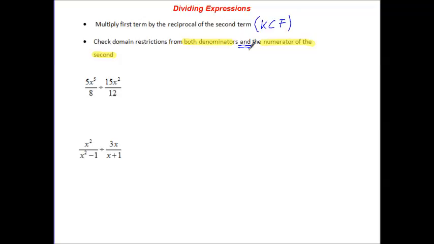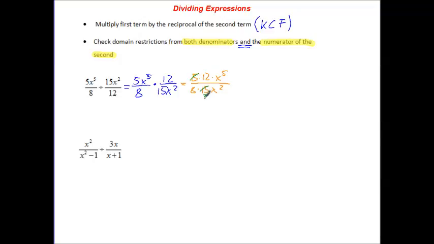On to our first example. So we keep our first fraction, we change division into multiplication, and we flip our second fraction. And now we have a multiplication problem. Let's write everything in one fraction and order our terms around. Now we can see if we can simplify anything.